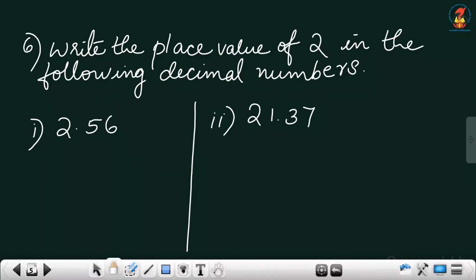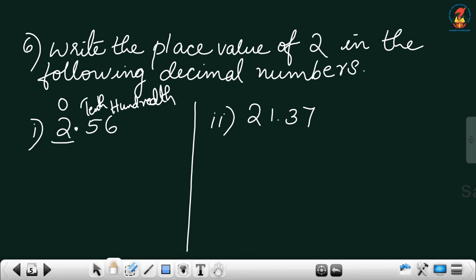Next question. Write the place value of 2 in the following decimal numbers. Place value means what? Place value of a number depends upon the position in the number, is it? So, look at this number. Here 2 is standing in which place? We already studied: this is 1's place, this is 10th place, and this is 100th place, is it? This is 100th place, decimal part. After the decimal point, the first place is 10th, next place is 100th.